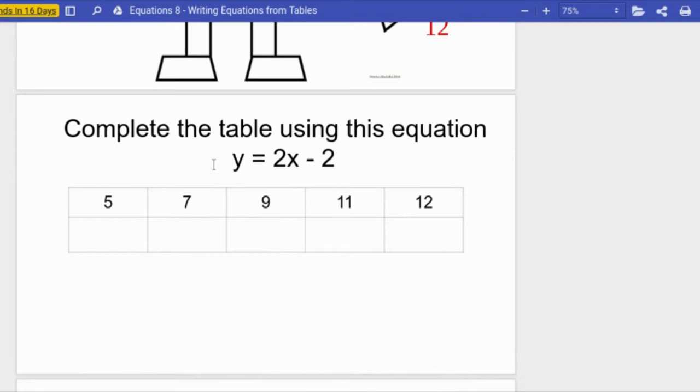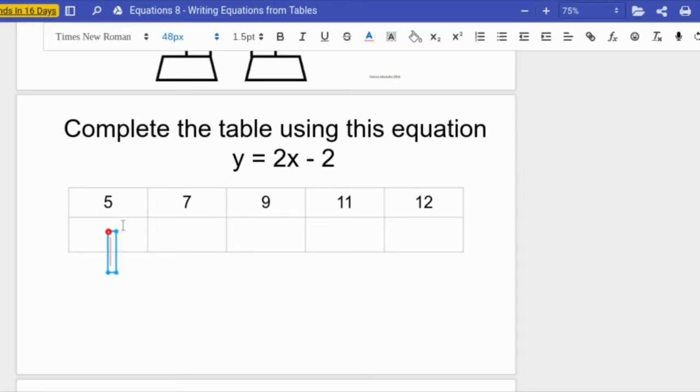So our Y, or our output, is equal to 2x minus 2. So that means that my rule is 2x minus 2. These numbers right here are my input. That's what I'm putting into it. Then I'm going to do 2x minus 2, and this is what I'm going to get out. So when I put 5 in, 2 times 5 is 10, minus 2 is 8.